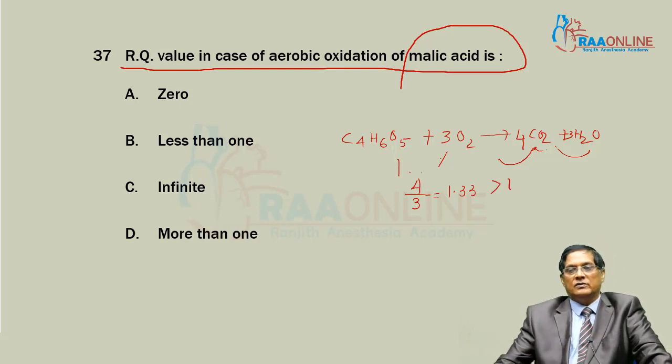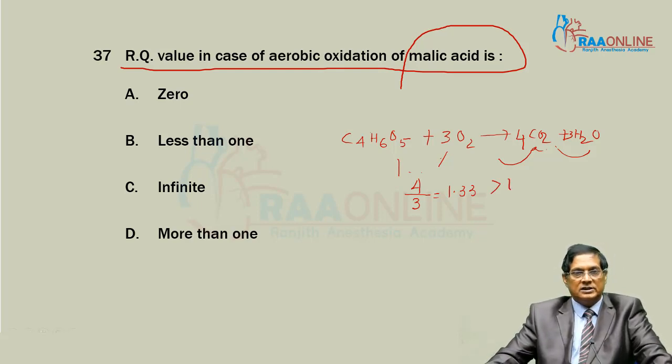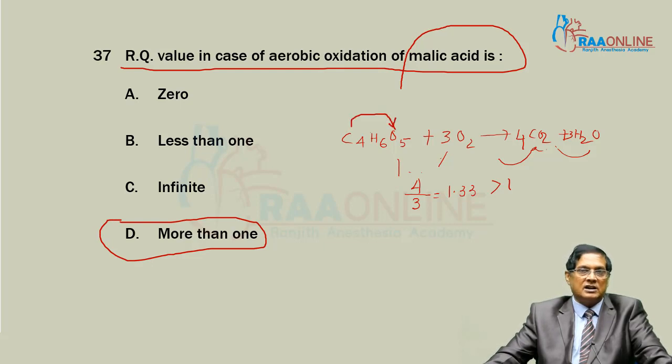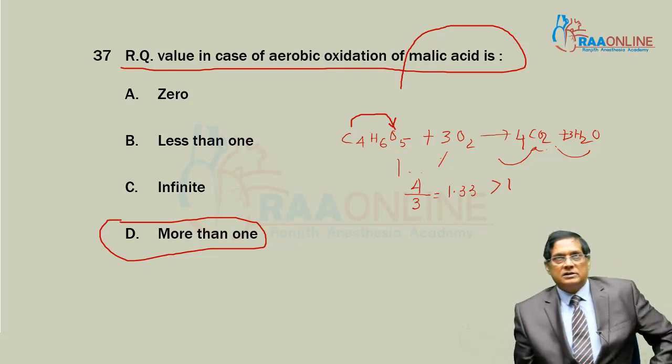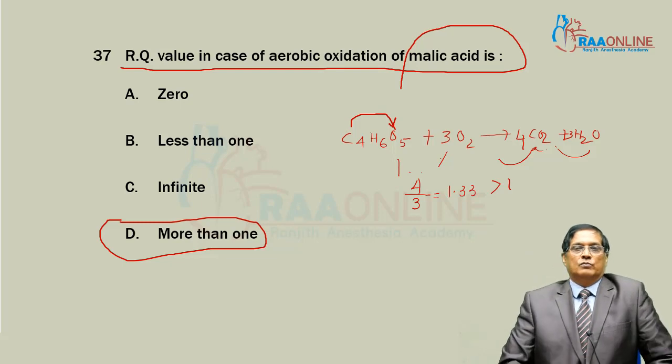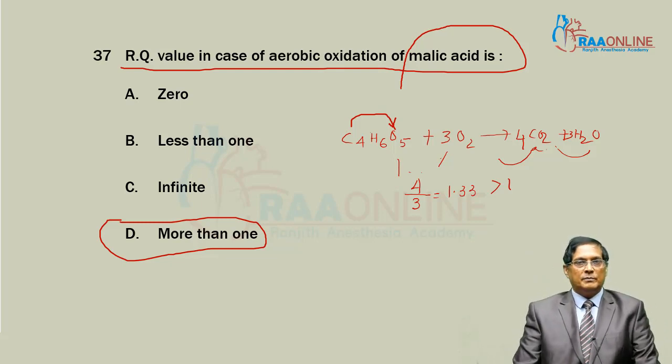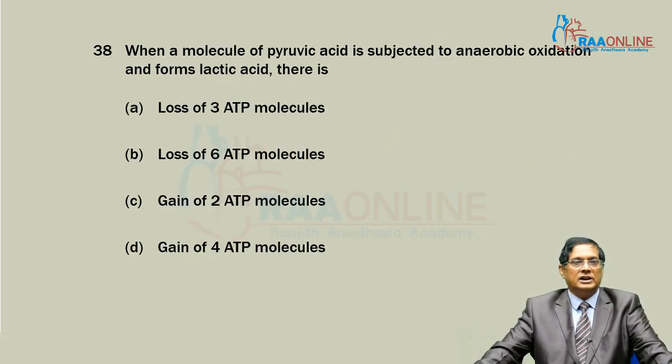We can say 1.33 indicates that malic acid is an organic acid and its value is more than 1, because the reason is clear. See the carbon and compare with the oxygen. Organic acids are rich in oxygen. So they need comparatively less oxygen for their oxidation. 38th question.